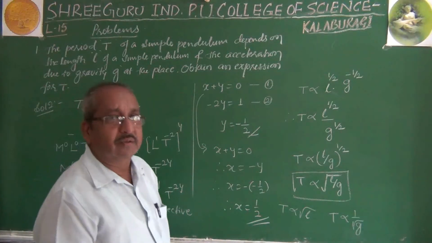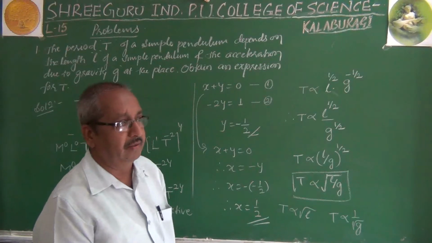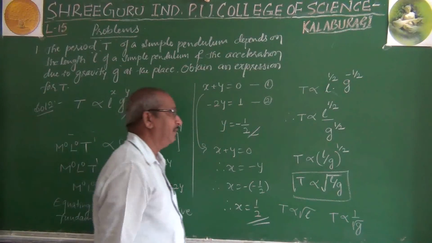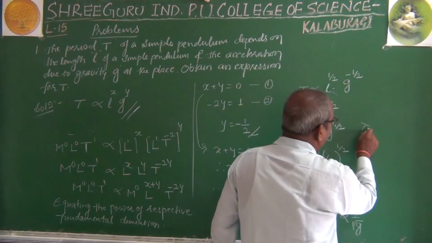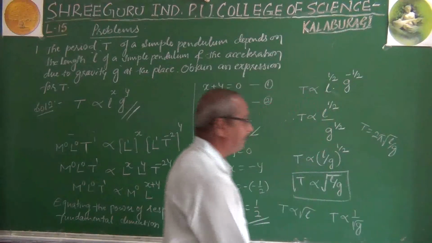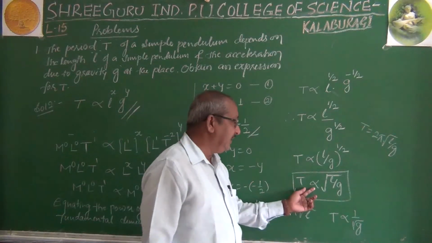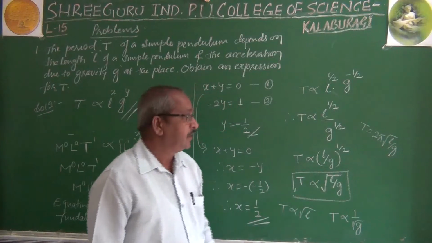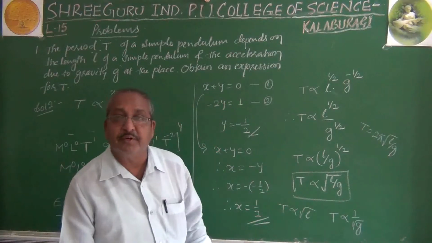Better to look here at the time period of a simple pendulum. By knowing the values of length and acceleration due to gravity, we use the relation T equal to 2 pi root of L by G. And here we got T is proportional to root of L by G. This constant 2 pi is not there. Here we didn't get the relation for that constant.